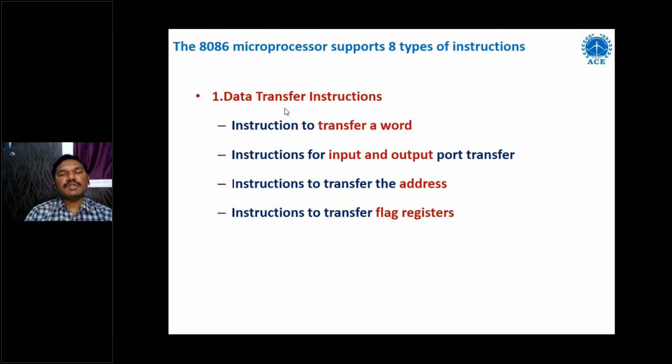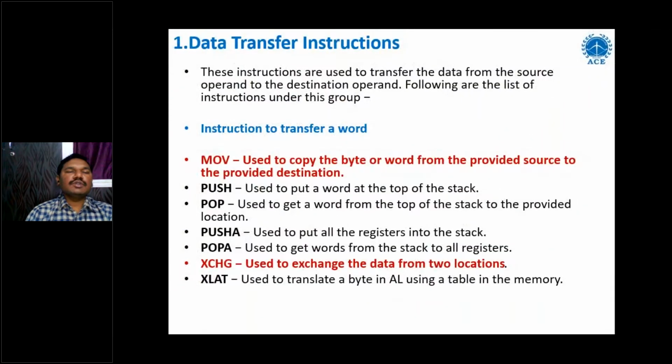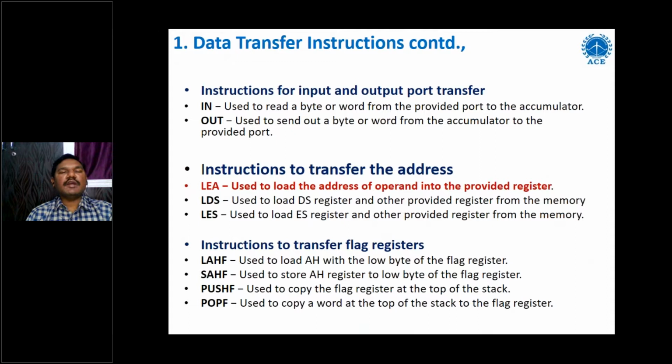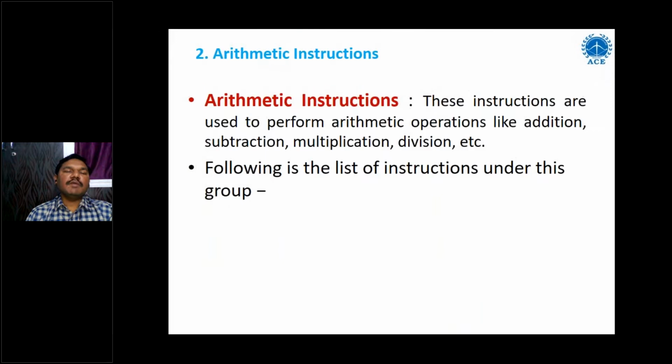Right. The data transfer instructions again are of four types: the data transfer of a word, input and output port transfers, instructions that transfer the address, and instructions that transfer the flag data to the flag register. Once again, the instructions to transfer a word are move, push the data onto the stack, pop the data from the stack into a register, exchange, and translation. For the remaining port transfer, address transfer and flag transfer instructions, we will see all of them in the next presentation.